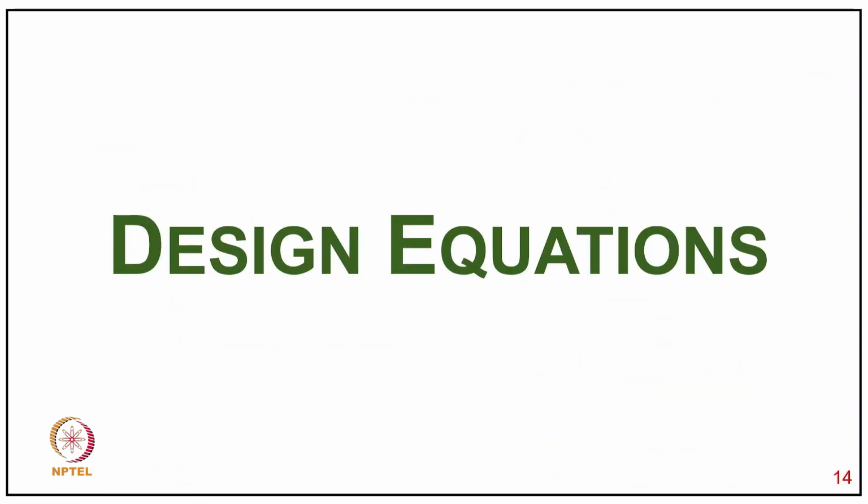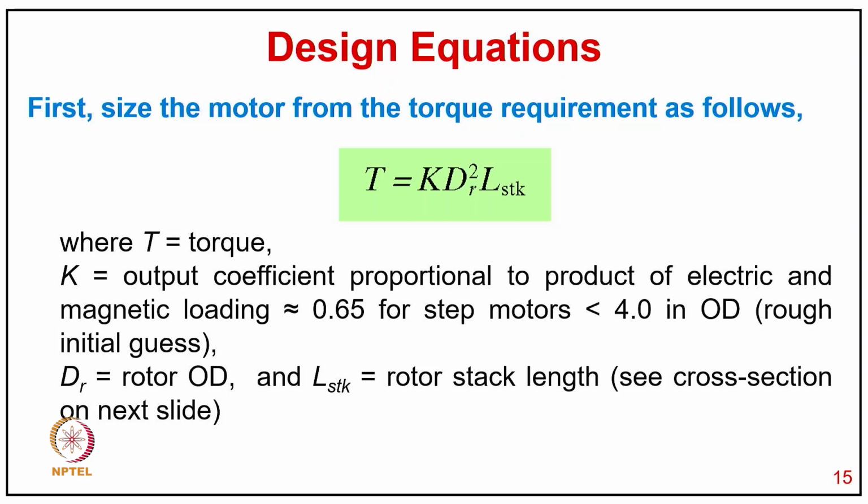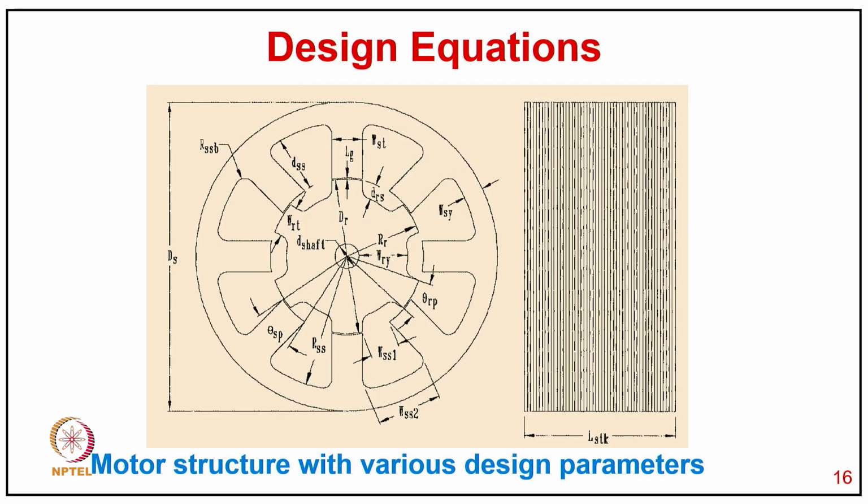Now coming to the design equation. The size of the motor from the torque requirement is as follows: T equals K Dr square into Lsk, where T is the torque, K is the output coefficient, proportional to the product of electric and magnetic loading, typically 0.65, and for a stepper motor less than 4.0 in outer diameter as a rough gauge initially, Dr is the rotor OD and Lsk is the rotor stack length. See the cross section in the next slide. All these dimensions are mentioned here.